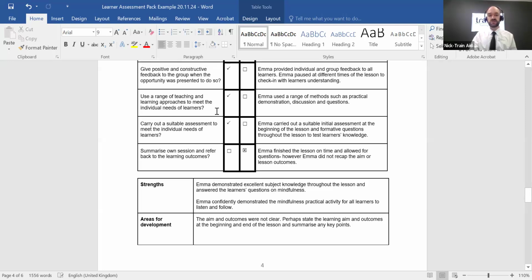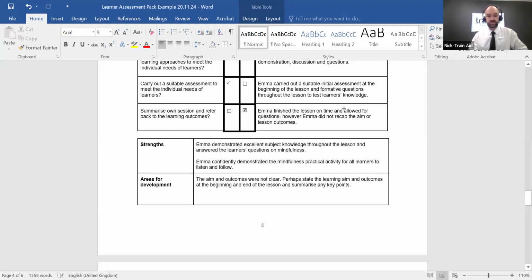Next question is, did the learner use a range of teaching and learning approaches to meet individual needs of learners? I put yes. So Emma used a good range of methods, such as practical demonstration, discussion, and also questions to the group. So very pleased with that. Once again, 15 minutes is a very short window. So you might only see 2 different approaches there.